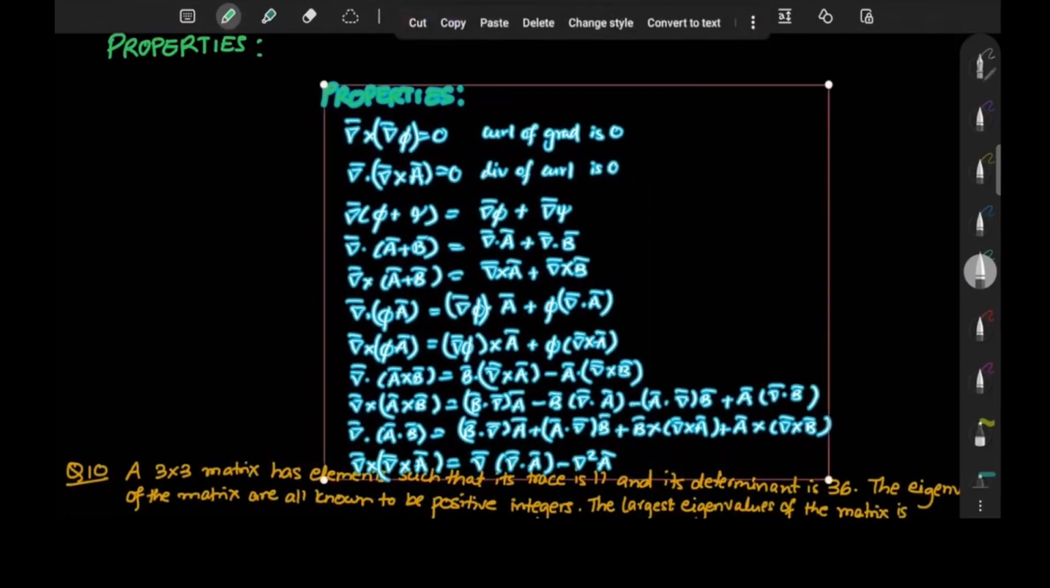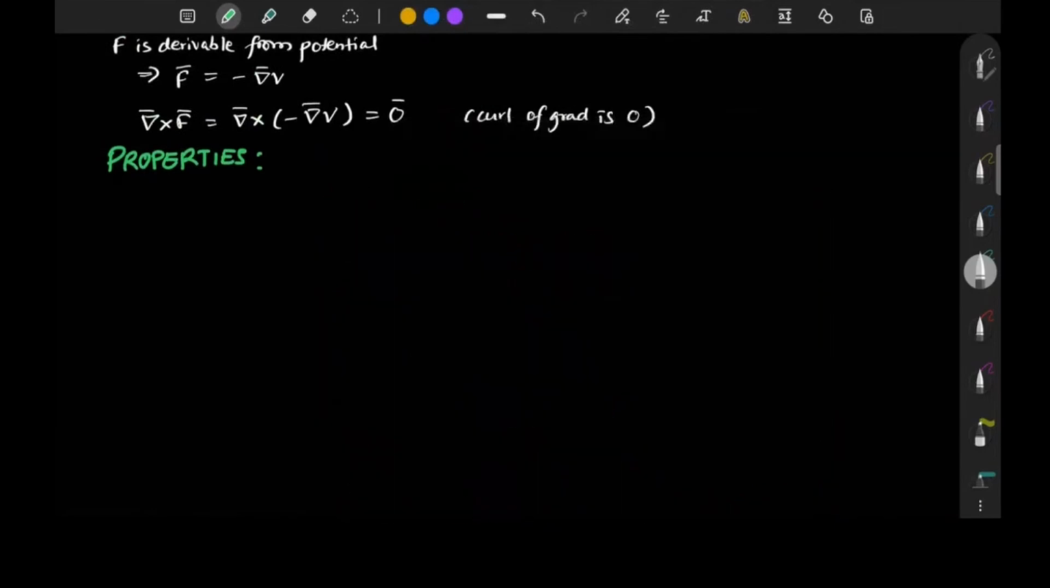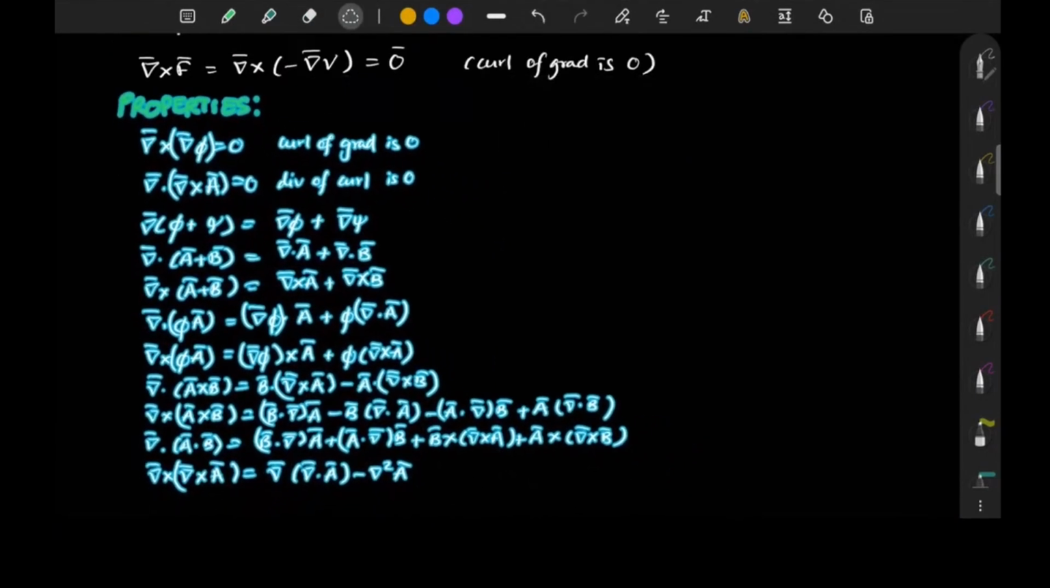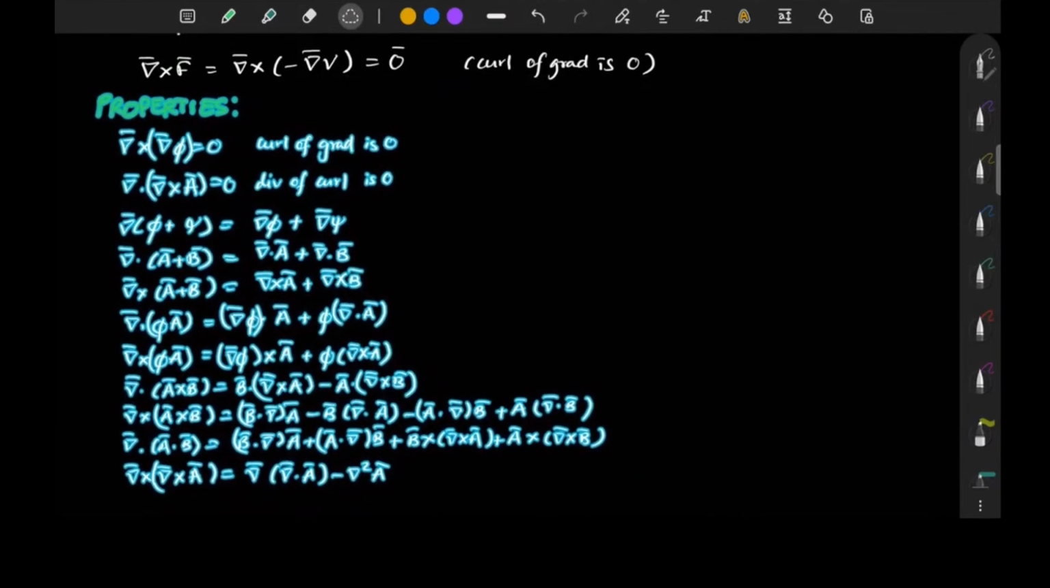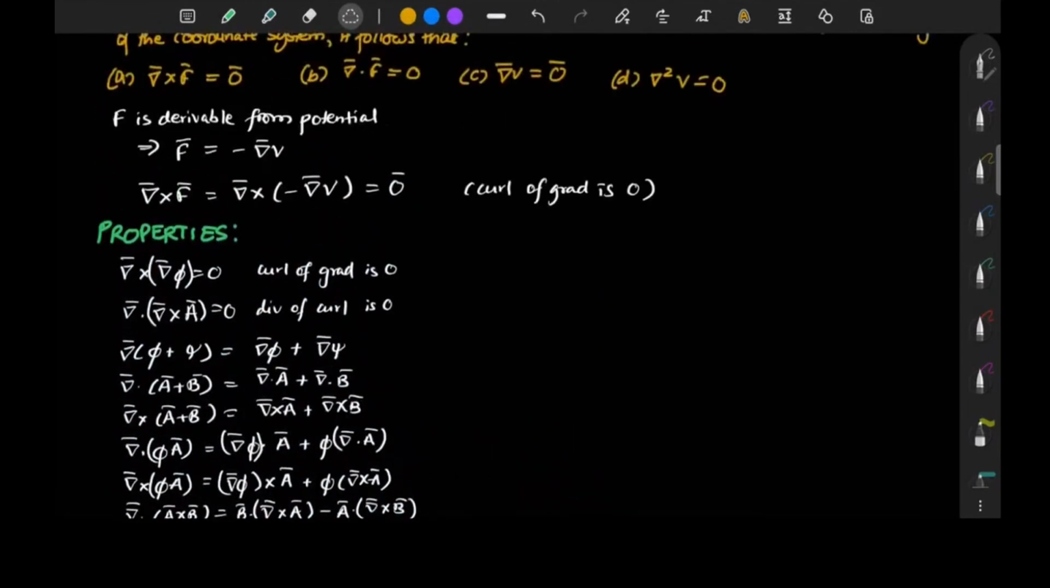Oh, sorry, I have written down properties in this. Let me just undo. So yeah, I have written down a bunch of properties for you. I will be sharing these notes with you, then you will have all these properties written down in one place.